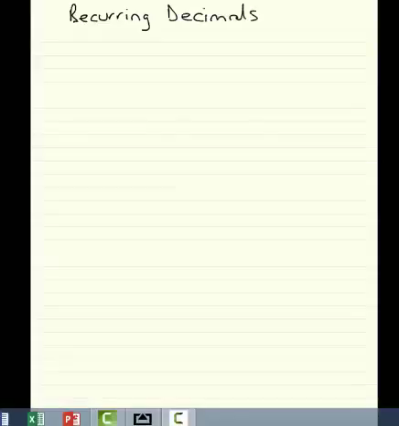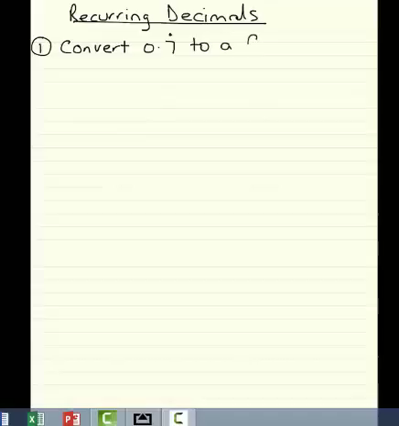This lesson we're looking at how to convert a recurring decimal to a fraction. It's not quite as straightforward as converting a terminating decimal. Our first example, we're going to convert 0.7 repeater to a fraction. This process can be used to convert any kind of recurring decimal to a fraction, but it's not the only method. We'll learn another method later on.